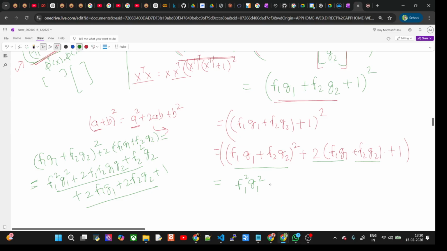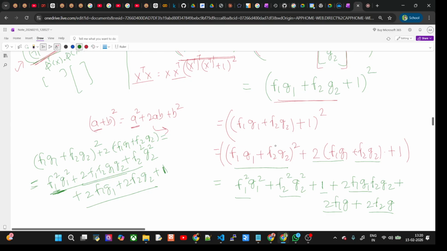So if I rearrange this equation, what will happen? Here f1 g1 square, here I am writing f2 square g2 square, here g2 square I am writing here, then this one I will write first here. Then 2 f1 g1 f2 g2, plus 2 f1 g1, plus 2 f2 g2. These many terms.